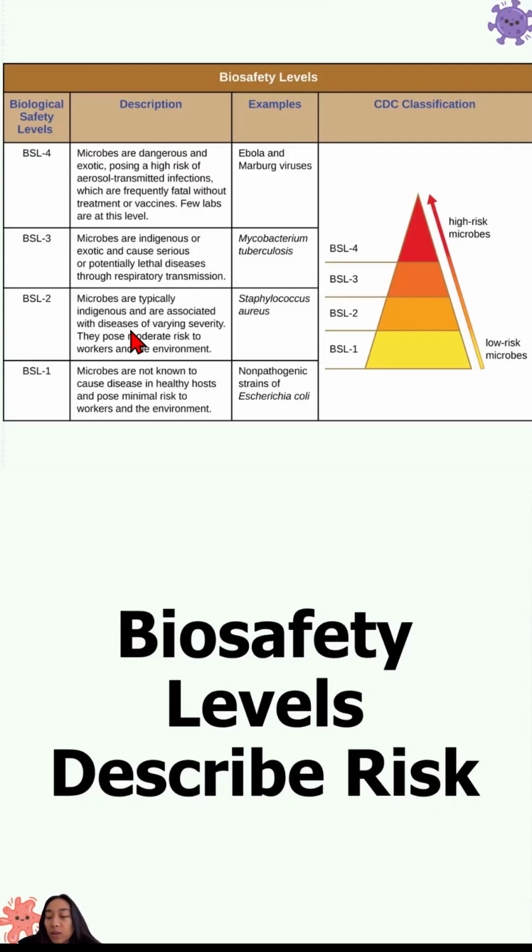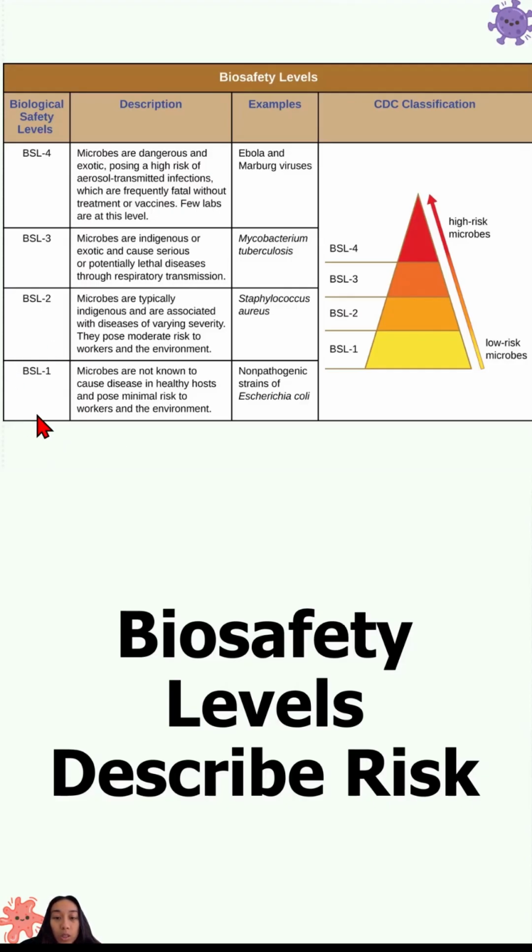Hello, in this video, we're going to be talking about the biosafety levels. So biosafety levels are a way for us to categorize and describe microbes based on how much risk it is to work with these microbes in the lab. Hypothetically speaking, if you were working with a microbe in a lab, it's going to have a certain biosafety level, which describes how risky it is.